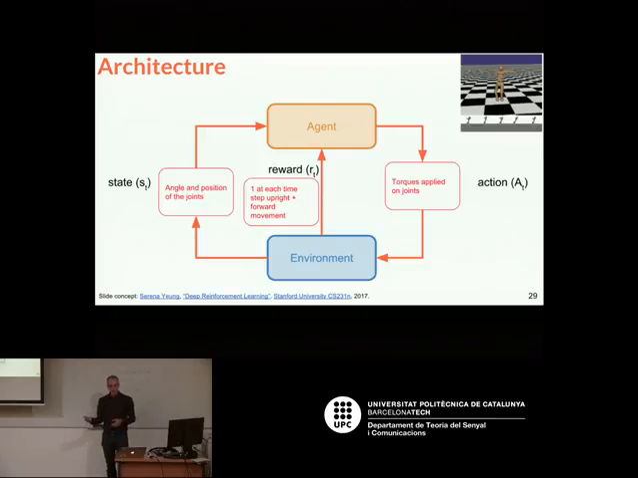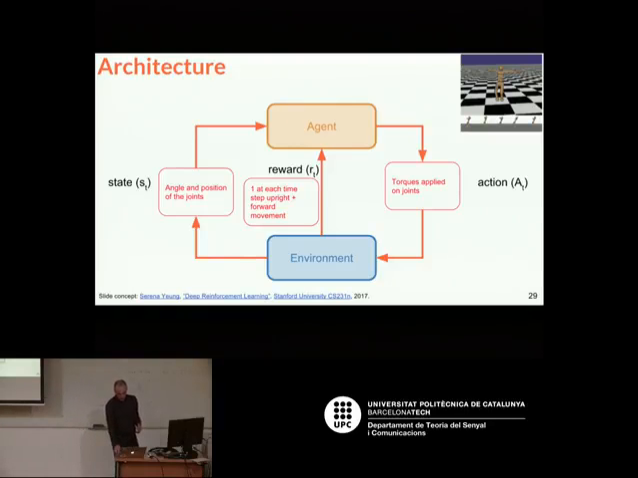So in this case, what will be the state? The state could be the angle and the position of the joints of this robot, and the environment just tells you what's the angle. The agent applies torques on the joints, so it can control all torques of the joints. And again, if we want this robot to walk forward, you want the robot to be upright and to move forward. That's what we would like to do.